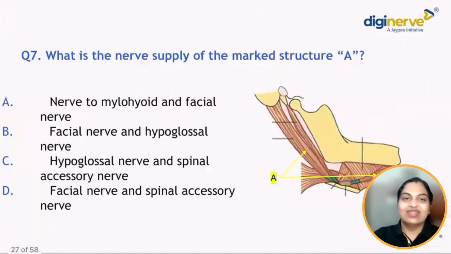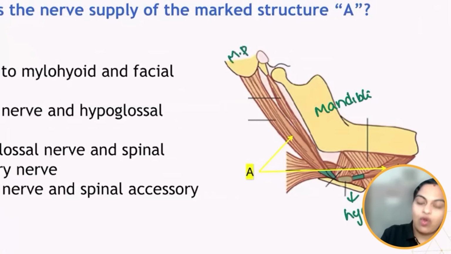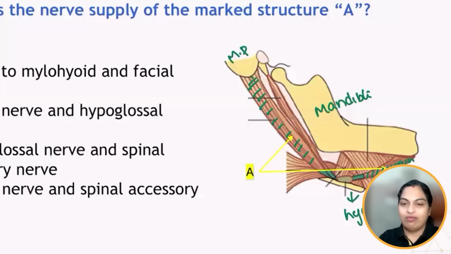Okay. Coming to the next question. What is the nerve supply of the marked structure A? So in this image-based question, you see the mandible, right? The bony landmarks. This is the mandible. You see the hyoid, and this is the mastoid process. So what you see here, this muscle, yeah, anterior belly of the digastric, originating from the digastric fossa right on either side of the midline. And this is the posterior belly of the digastric, inserting into the mastoid process.